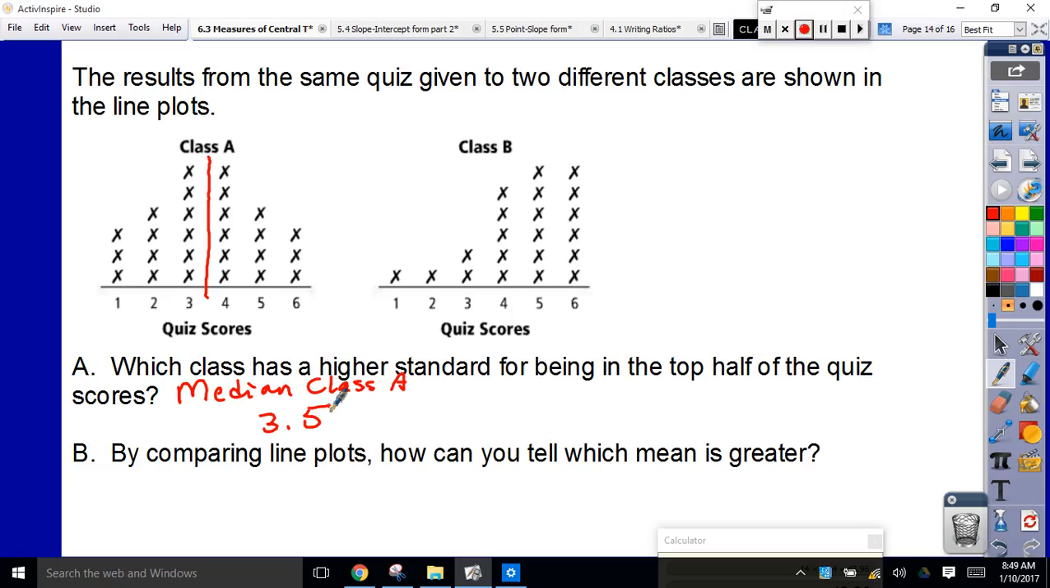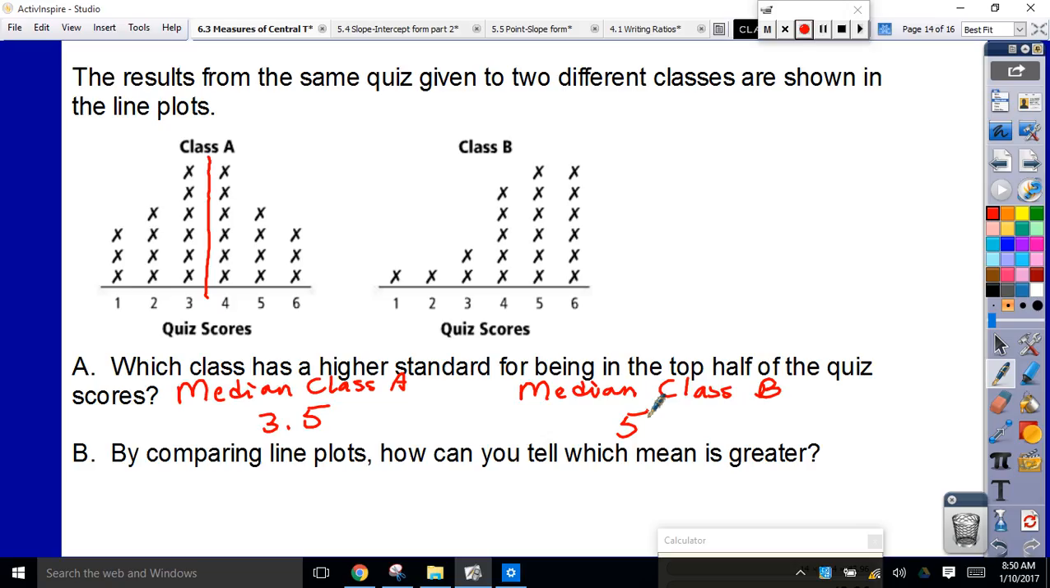So what X would be the middle X? There's 21 of them altogether. Which one is the middle? What's half of 21? 10.5. So if we had a list, half of it would be 10.5, but the middle number would actually be our 11th number because there would be 10 numbers on either side of it. So I would just count through 1, 2, 3, 4, 5, 6, 7, 8, 9, 10, 11. The 11th X falls at a quiz score of 5. So the median for Class B is a 5.